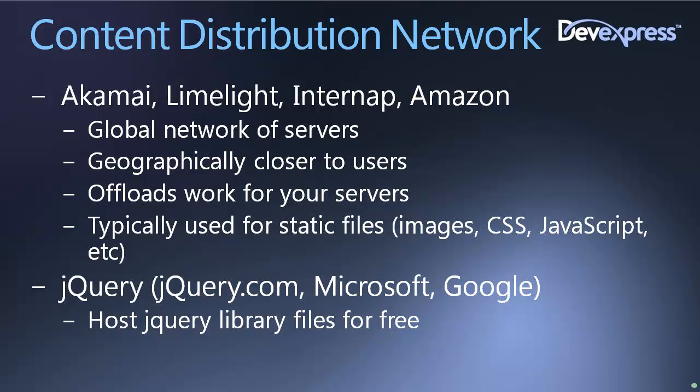Akamai has been one of the early leaders, Limelight, Internap. You can set up with these. These are not free. These are services you have to pay for. But if it's important for you to get some performance benefit, and in my case, I wanted to offload some of the bandwidth from my website, so I took advantage of a CDN with images. So all the images are served from somewhere else. So I got the speed advantage, and I don't have to deal with all the bandwidth load.